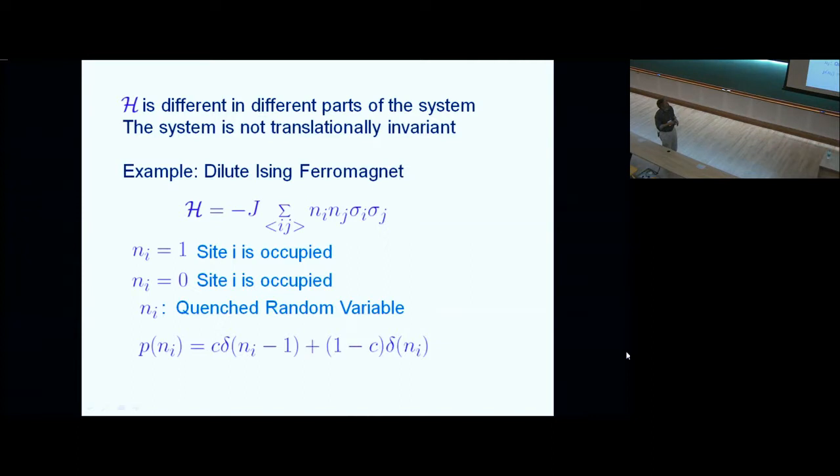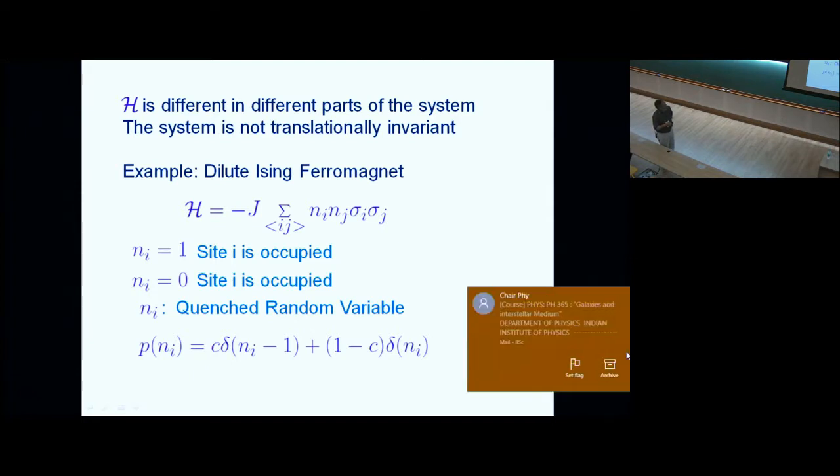And if I want to write down the Hamiltonian, I'll write it down like this. Sigma i, sigma j are the old Ising variables that I had talked about earlier. But now, in addition to that, I'm introducing these occupation variables, n_i and n_j. n_i equals +1 corresponds to site i being occupied by a magnetic species, and 0 corresponds to site i being unoccupied. And these are the variables.